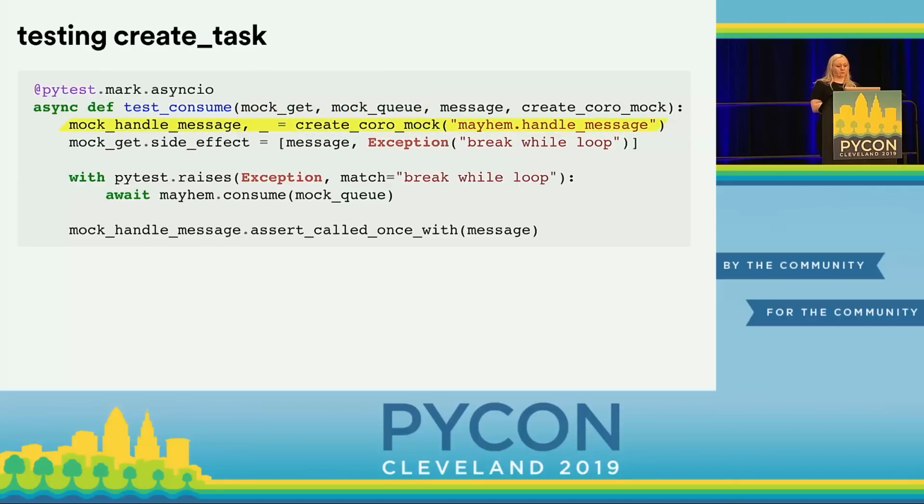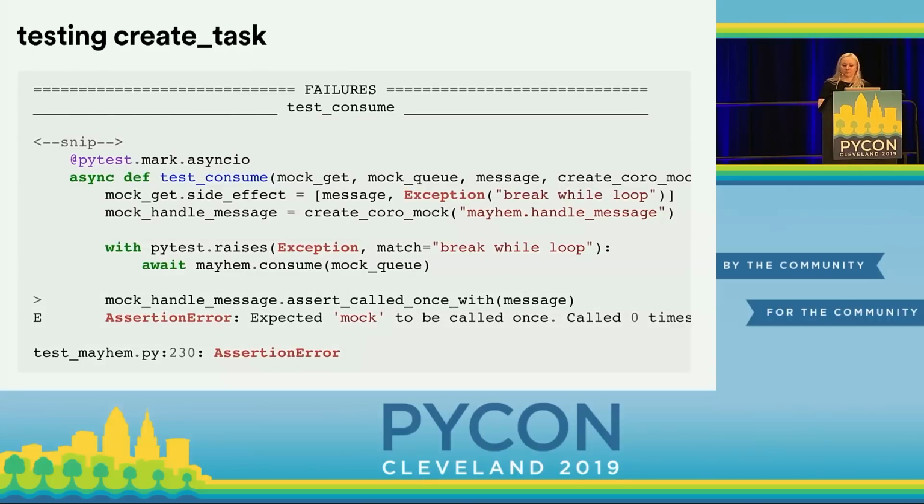And so we will try to use the create_coro_mock to mock and patch the call to the handle_message coroutine via that create_task. And I want to highlight that we're setting the mock_get side effect to one real value and one exception to make sure that we're not permanently stuck in that while True loop that the consume has. And finally, we want to assert that our mock for handle_message has been called after consume has been run.